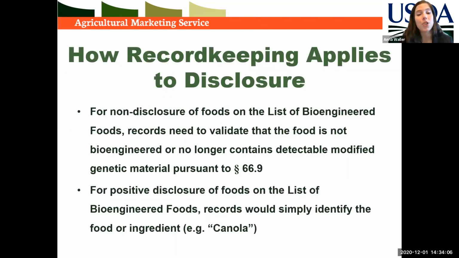The disclosure provisions of the standard are driven by record keeping. When a regulated entity uses a food on the list of bioengineered foods and decides not to make a bioengineered food disclosure, the records must verify that the food is not bioengineered or does not contain detectable modified genetic material pursuant to the standard at 66.9. When a regulated entity makes a disclosure of foods on the list, records would simply identify the food or ingredient.